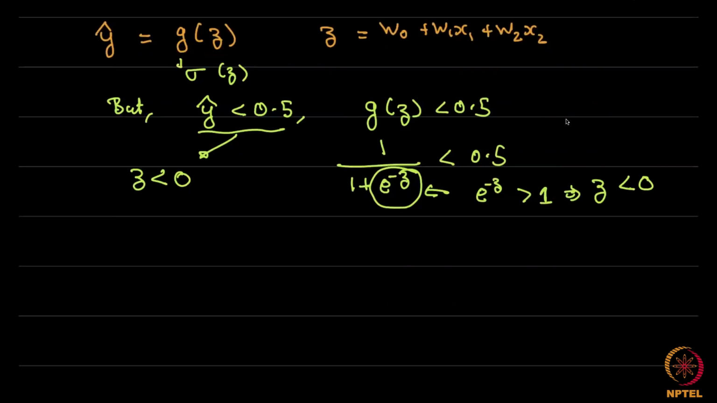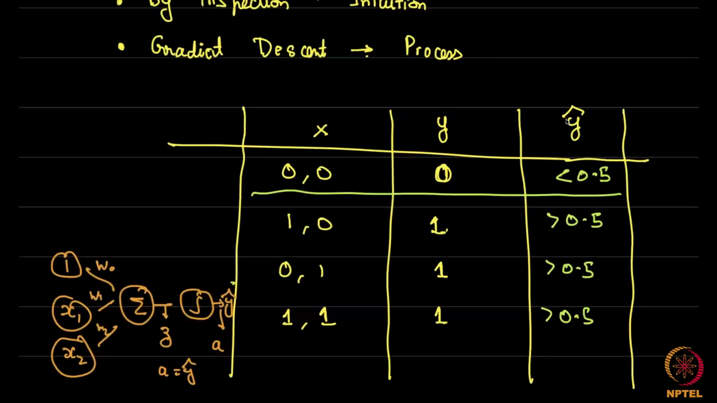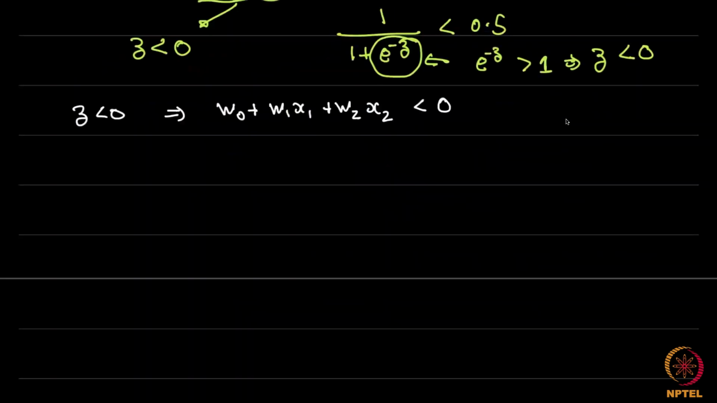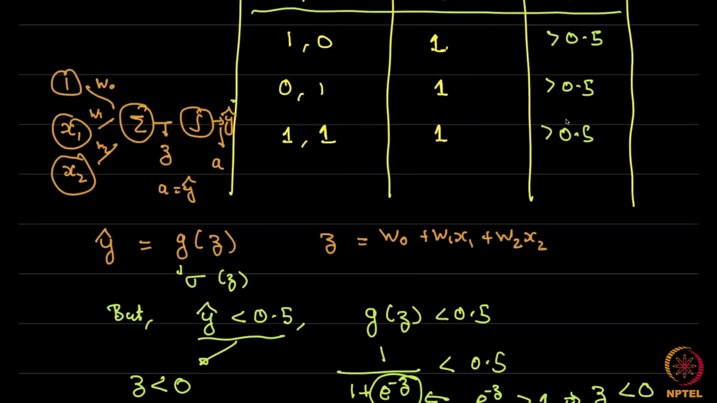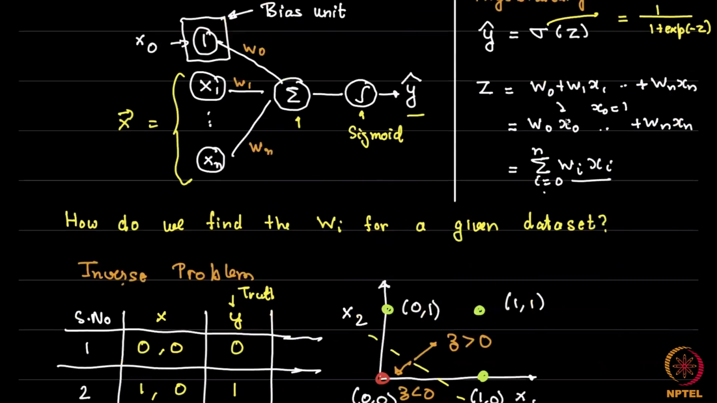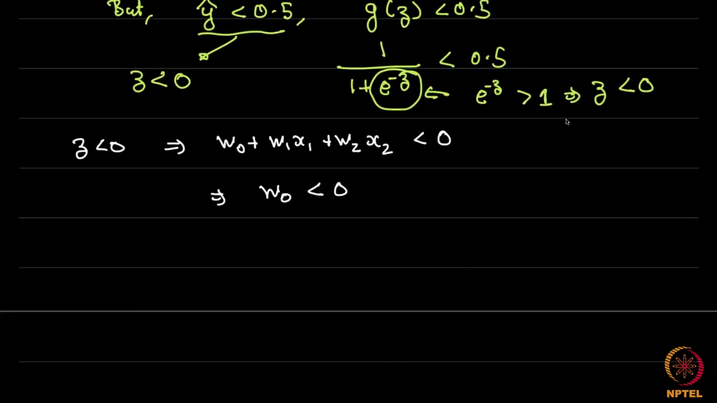Now, z less than 0 means w0 plus w1x1 plus w2x2 is less than 0. Now we already know this data point, where x1 was 0 and x2 was 0. So this tells us w0 is less than 0. This also tells us the importance of having what is known as a bias unit. Without this constant term, I cannot make this model work. So this constant term is called the bias unit in neural networks. Coming back here, I have seen that w0 is less than 0.